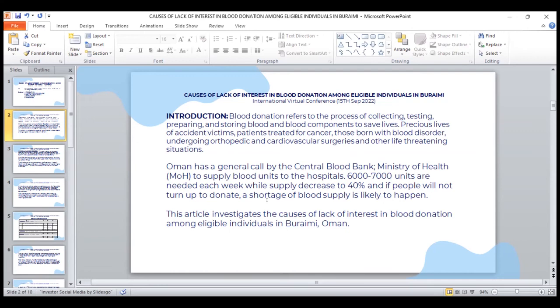Recently, in Oman, there was a call by the ministry to donate blood. Otherwise, there will be a shortage of blood in the blood banks and in the hospitals. Daily, we are in need of around 4,000 to 7,000 units of blood. And if no blood donation takes place in a few months, we might run out of supply. For this reason, this study ventured to know the causes of lack of interest in blood donation among eligible donors in Buraimi.